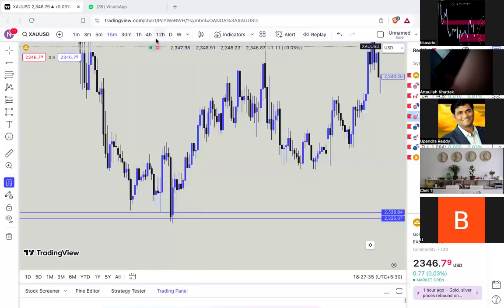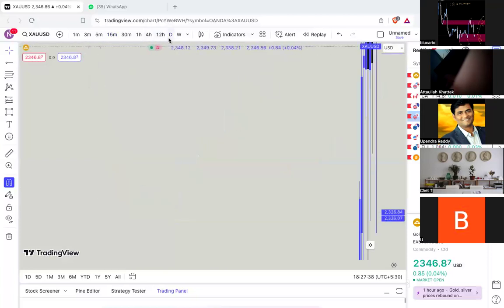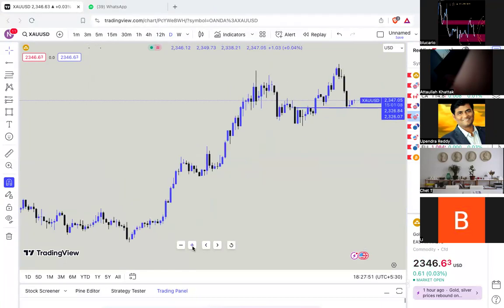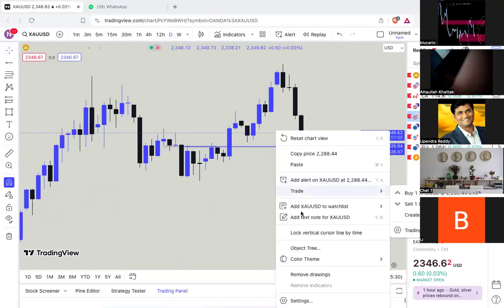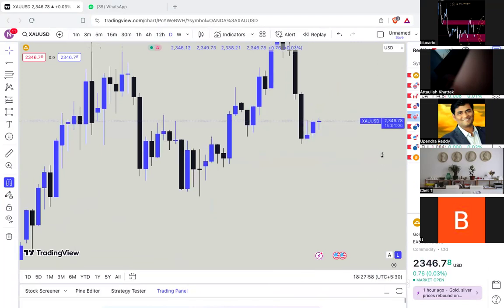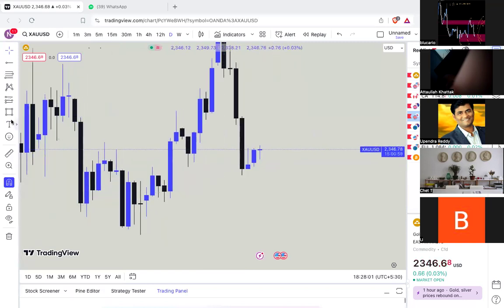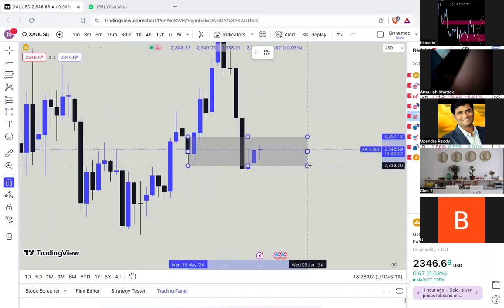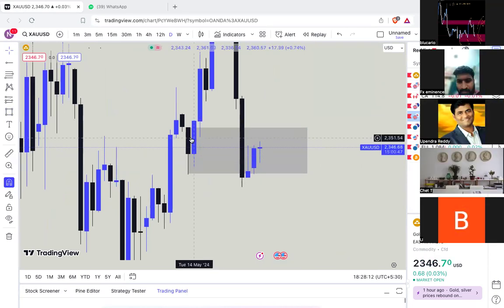If you are marking a zone on daily, here let's say we are marking a zone on daily. This is daily engulfing buy. If you are marking on daily, the key level should be made on the H1 time frame.